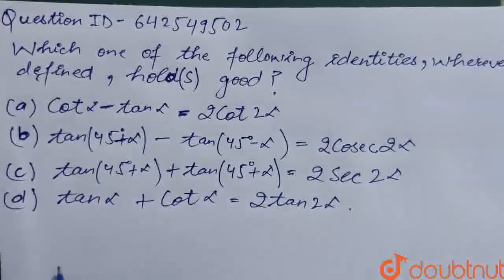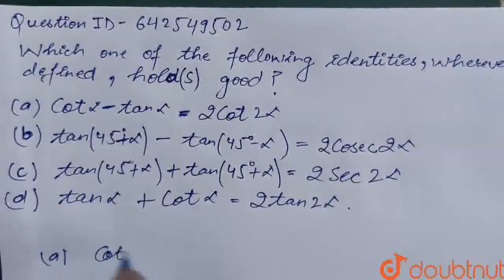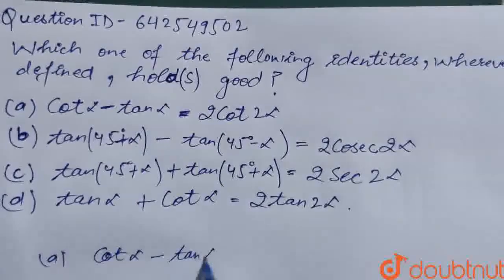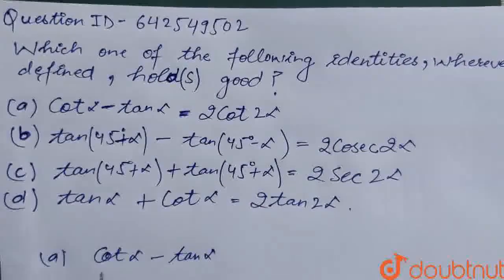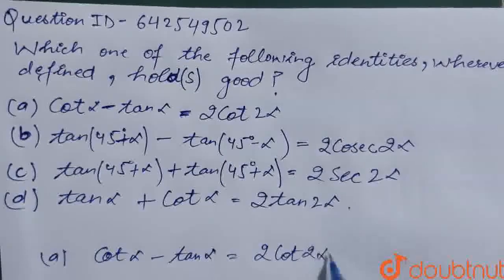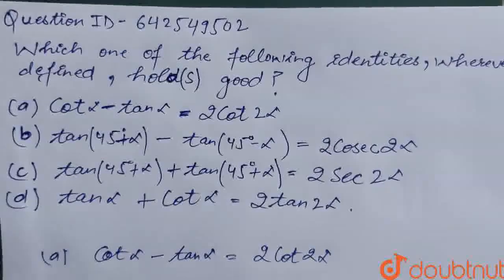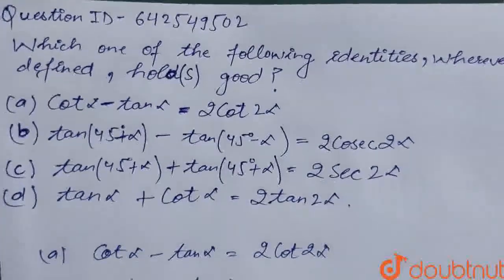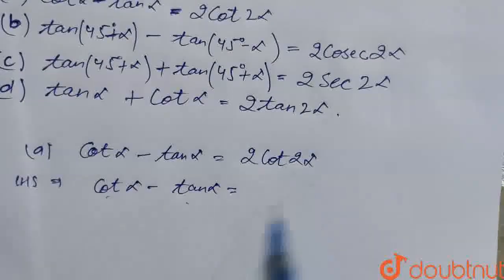Now taking case 1, or option 1, that is cot alpha minus tan alpha equals 2 cot 2 alpha. We have to prove this. So taking the left hand side, that is cot alpha minus tan alpha, we will try to prove that this expression is equal to the right hand side.